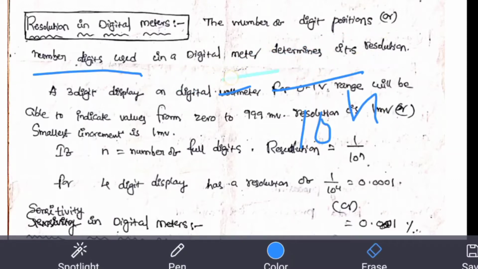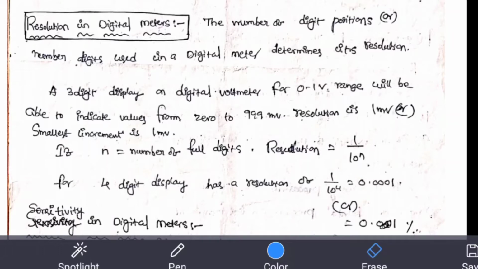In case of an analog instrument, the minimum quantity able to be detected by the meter is known as resolution. A 3-digit display on a digital meter for a 0 to 1 volt range will be able to indicate values from 0 to 999 millivolts. The resolution is 1 millivolt, or the smallest increment is 1 millivolt.